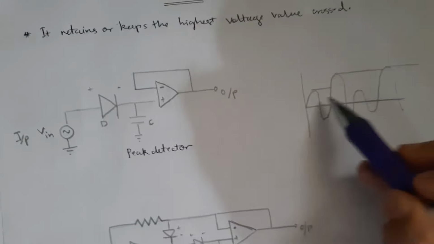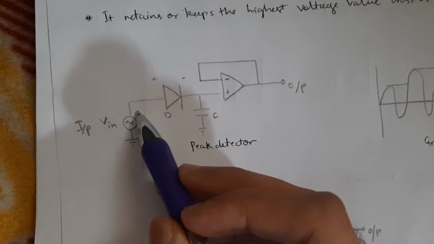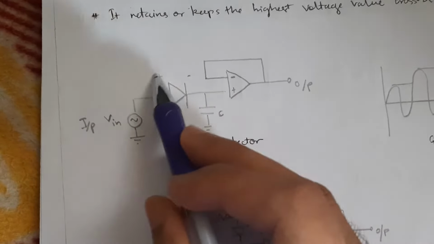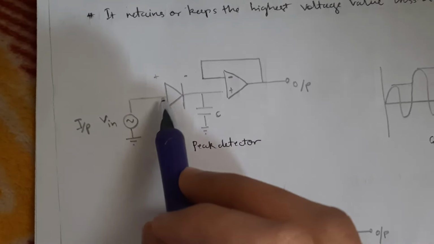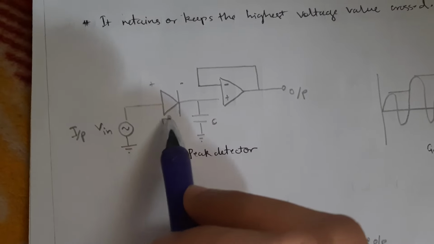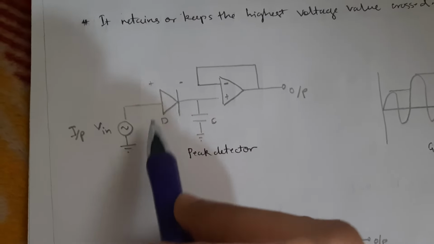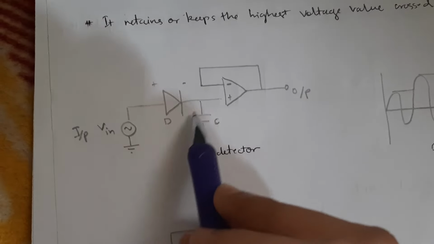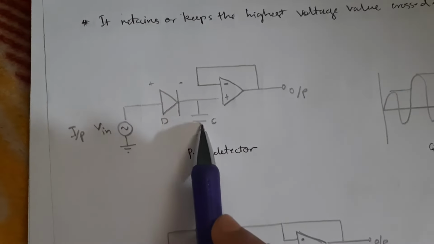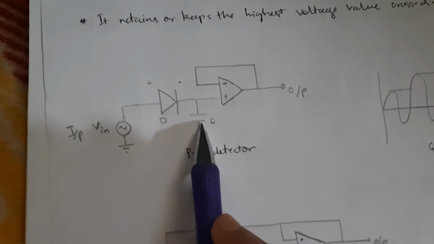But now let's see when the voltage starts decreasing. When the voltage starts decreasing, here it's negative and it's positive here, so it's reverse biased. What happens in reverse bias? The diode will not conduct, because the current we get in a reverse biased diode is in microamperes. It's very small and negligible, so it will not charge the capacitor, nor will it discharge the capacitor, and the capacitor will hold the charges. Now like this it will go down, and nothing will happen to the capacitor.